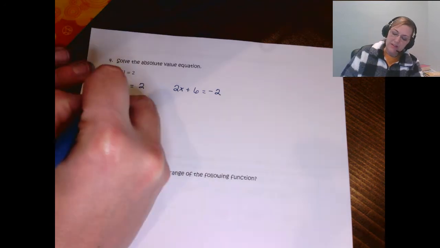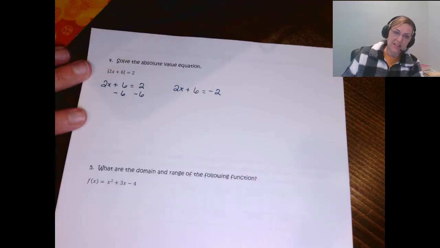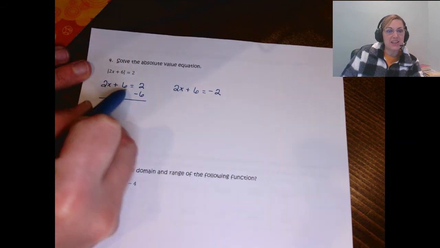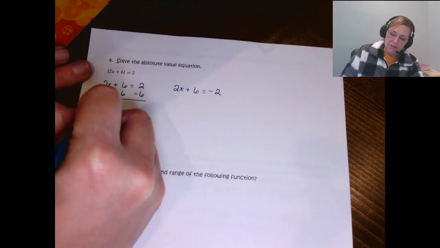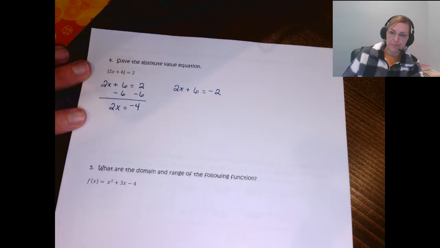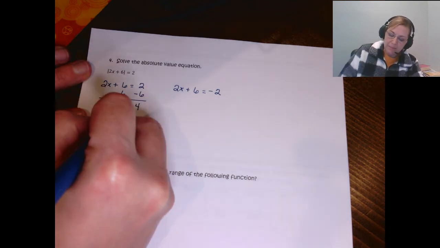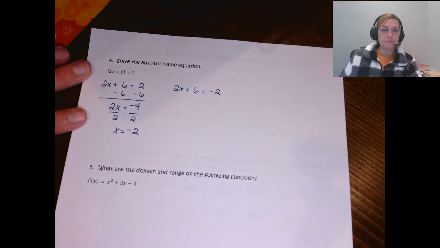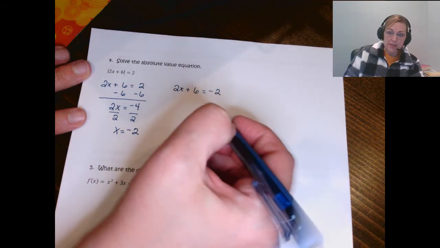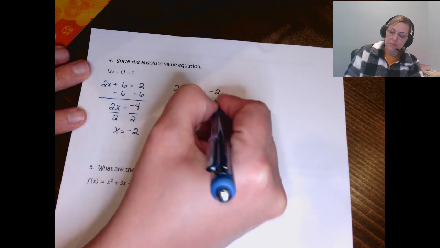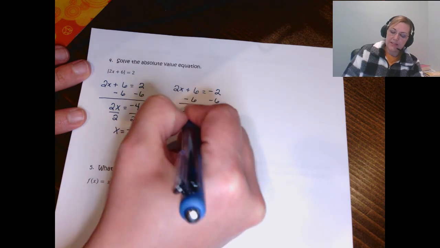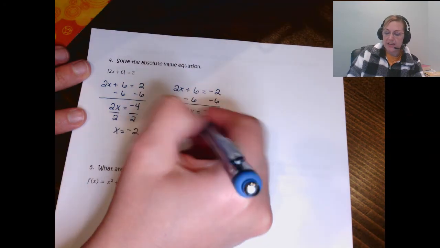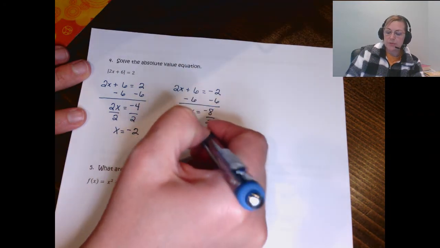All right, let's go ahead and solve these individually. I'm going to subtract 6 from both sides. I do that because I see a +6 there. That leaves me with 2x equals -4. Then I can divide by 2. X is -2. I'm going to do the same process over here. So I'm going to subtract 6 from both sides. That gives me 2x equals -8. Then I'm going to divide by 2 on both sides so that x equals -4.